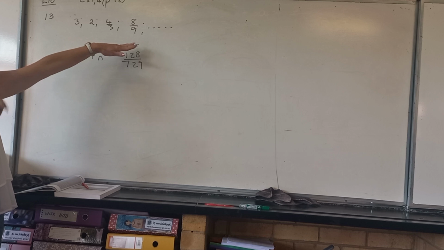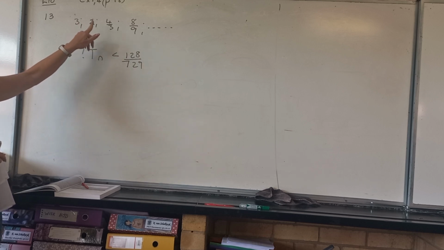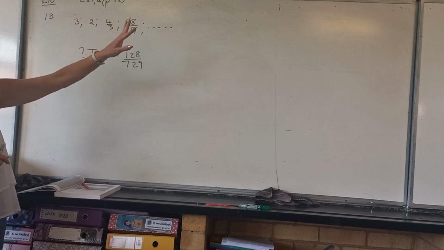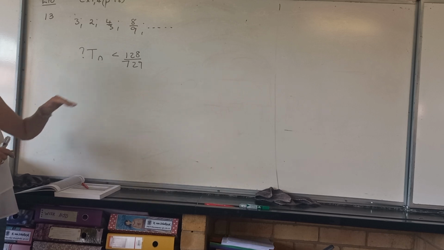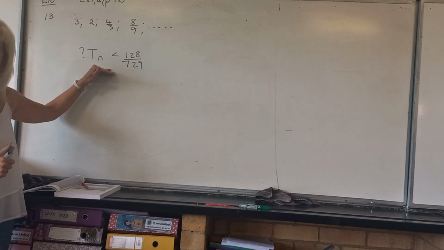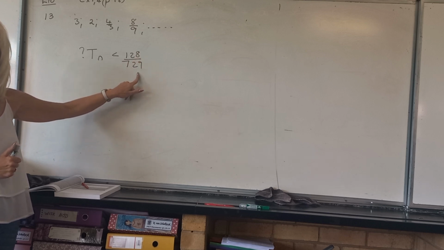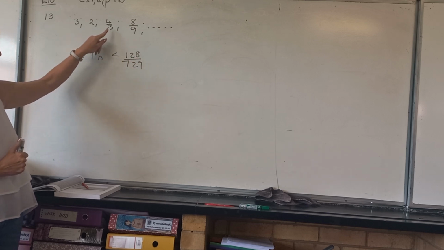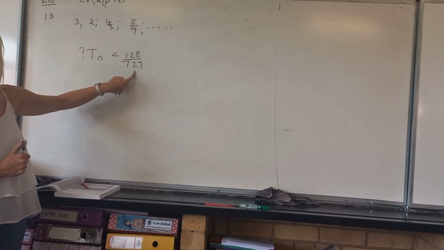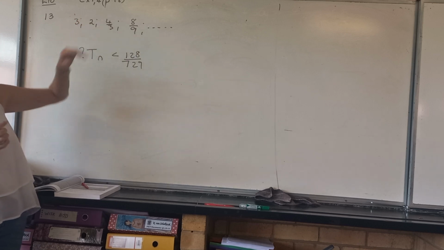In case you do, when you look at it, you can see definitely something is happening here with R. Then they say, find me the first term which is smaller than 128 over 729. Do you think it's going to go smaller, smaller, smaller? Because this is quite small. What does it look like?